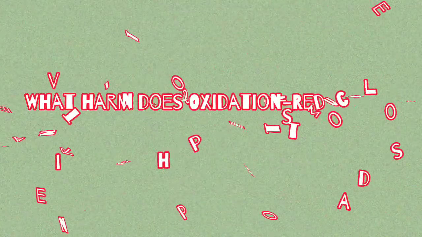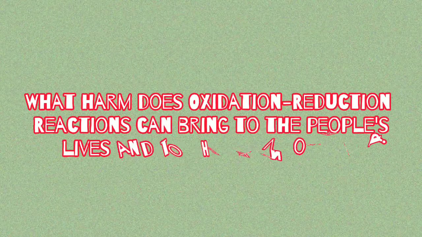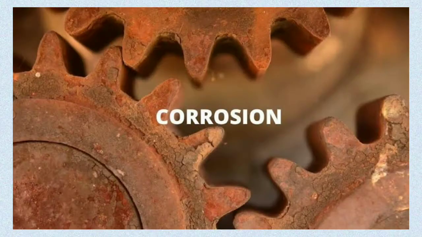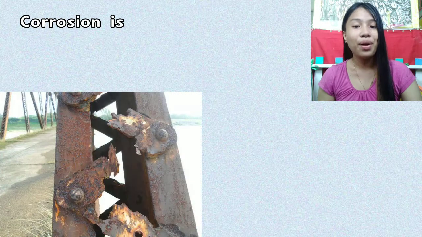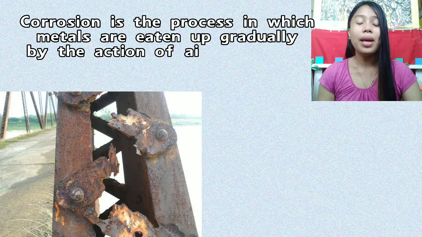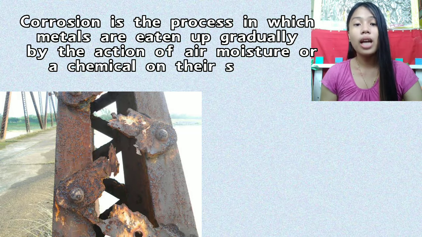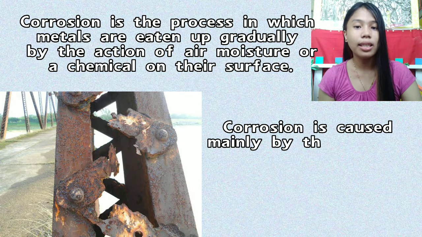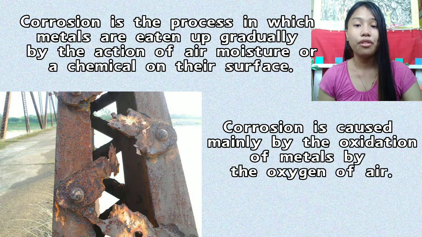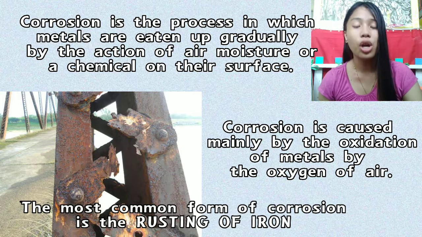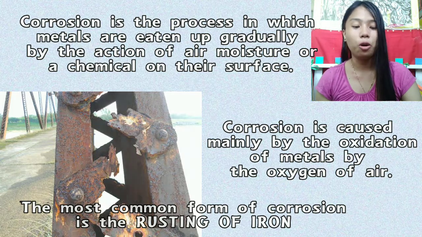So what harm can oxidation-reduction reactions bring to people's lives and to the environment? Corrosion is the process in which metals are eaten up gradually by the action of air, moisture, or chemicals on their surface. Corrosion is caused mainly by the oxidation of metals by the oxygen of air. The most common form of corrosion is the rusting of iron, which we talked about a minute ago.